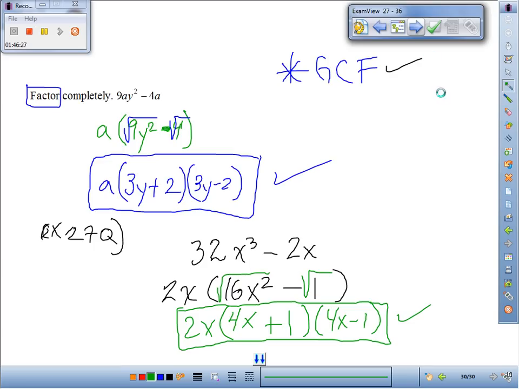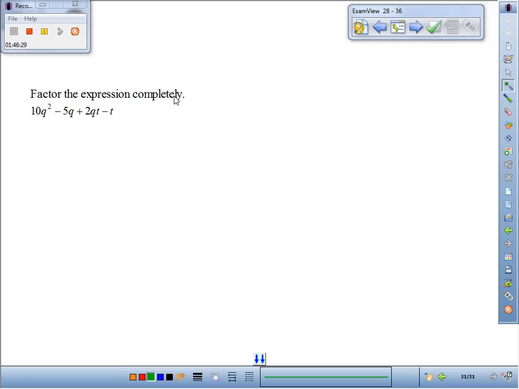Move on to the next one. Number 28. Factor the expression completely. Tell your neighbor what to look for. GCF. Let's see. Focus, please. Do we have a variable that is in every term? Nope. Do we have a number that divides every term? No. Therefore, at that point, if we have 4 terms, can we group them? Yes, let's group these 2 and these 2.